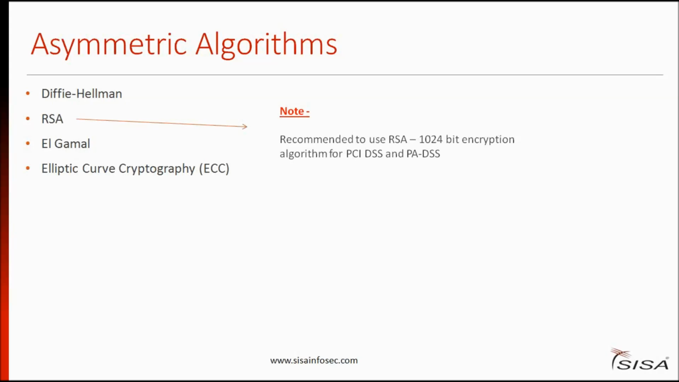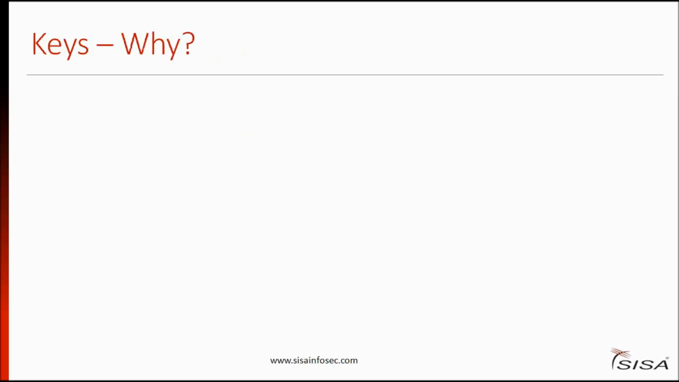Currently PCI recommends using RSA 1024-bit encryption for both PCI DSS and PA-DSS. While using RSA, 1024-bit is good, we usually recommend going for RSA 2048-bit encryption for encrypting the data.